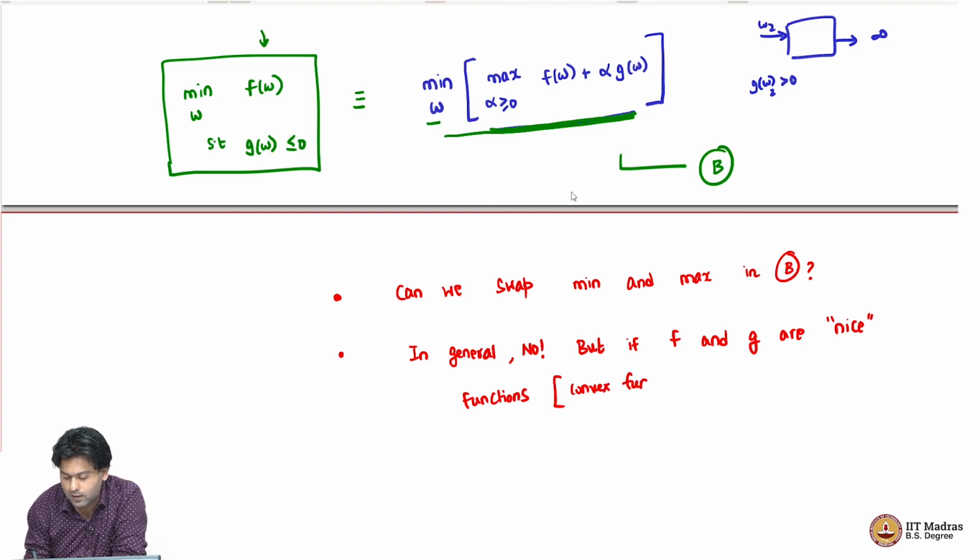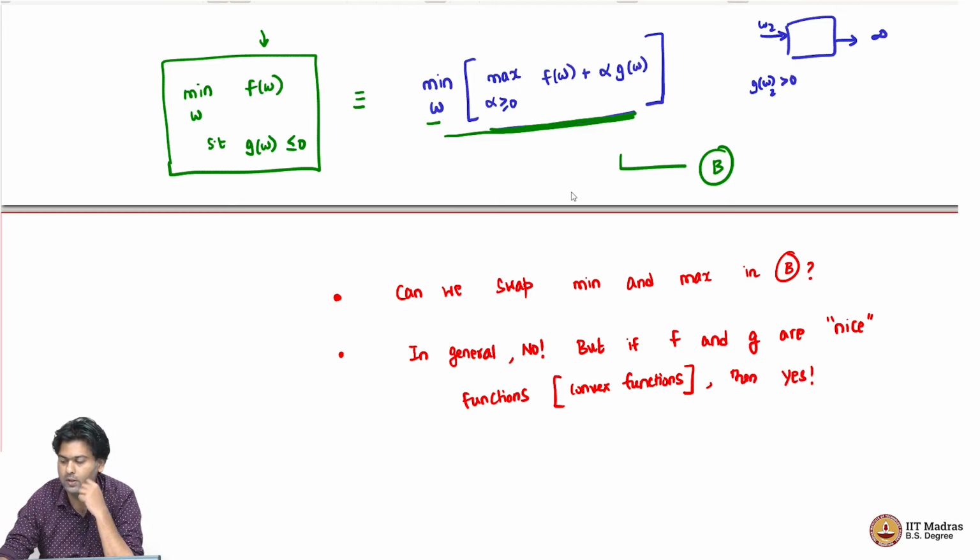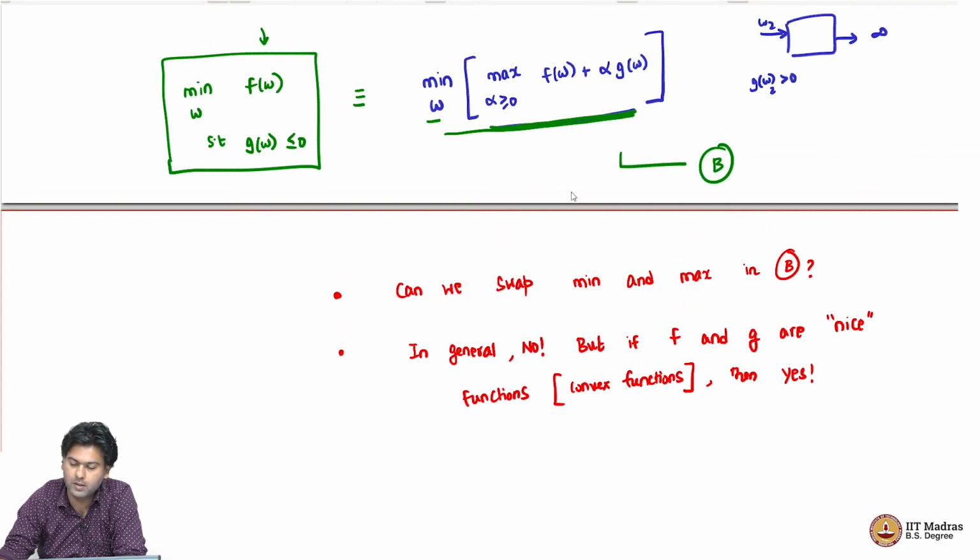Then yes, you can in fact swap these two things. So this is a very fundamental result in convex optimization called the convex duality result. We won't prove this result, but those who are interested should look at a convex optimization course or book where this result would be proved. If f and g are convex, then this swapping is allowed.